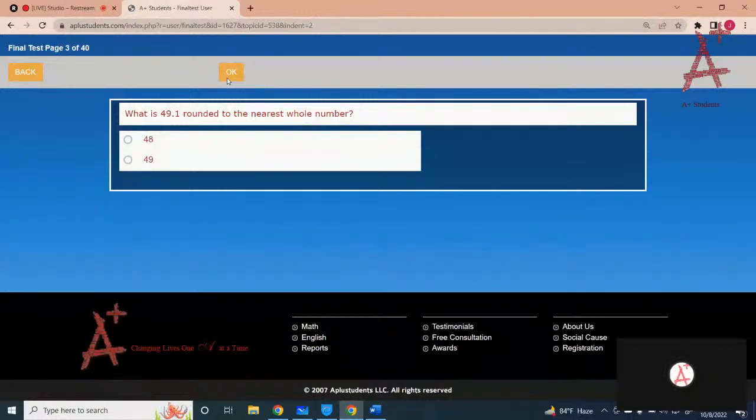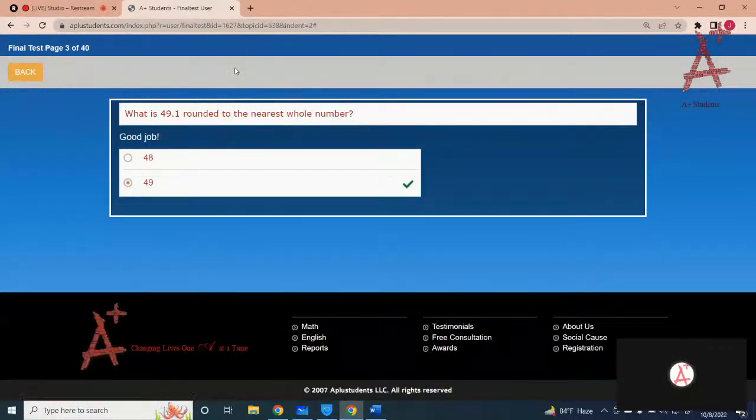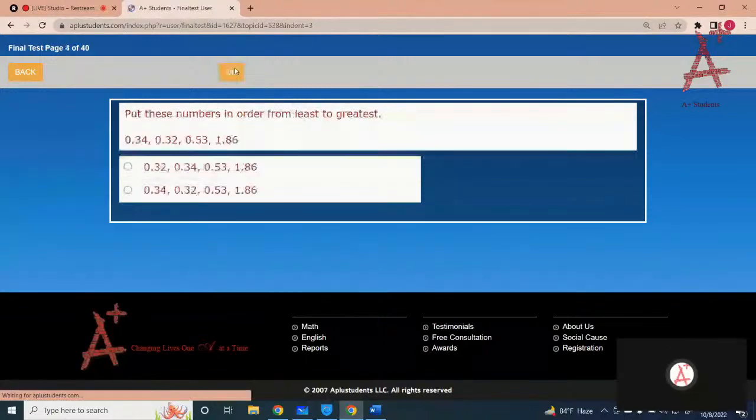Got it? Okay, the next one is, what is 49.1 rounded to the nearest whole number? We just did the topic rounding. So 49.1 is rounded off to, just look at the number after the decimal point. It is 1. 1 is less than 5. That means you have to round on the same digit, same whole number. So it would be then 49. Got it? Yes, very good. It is 49.